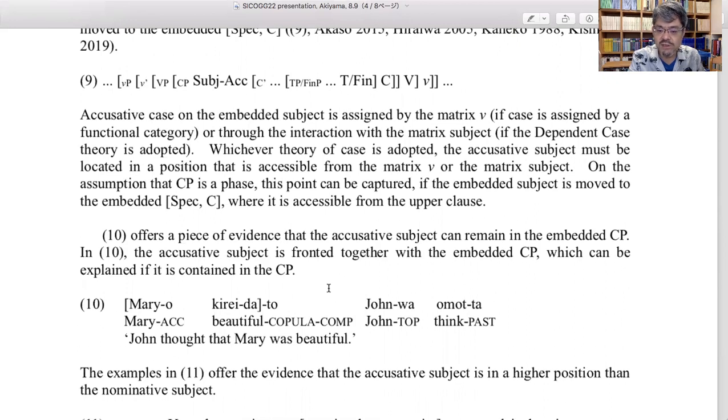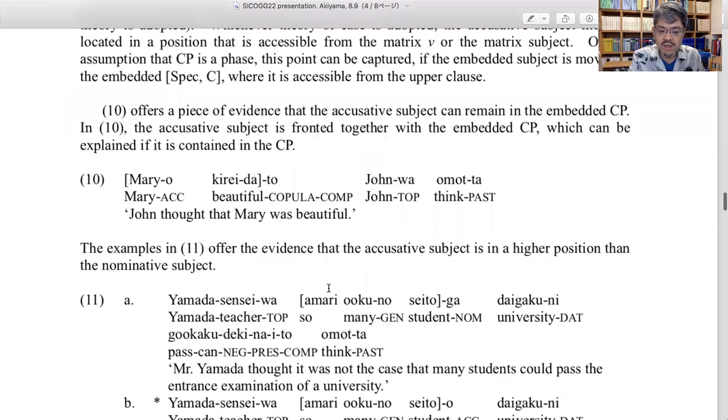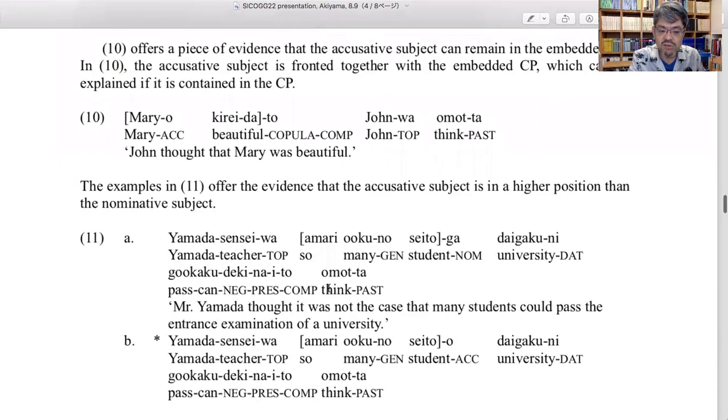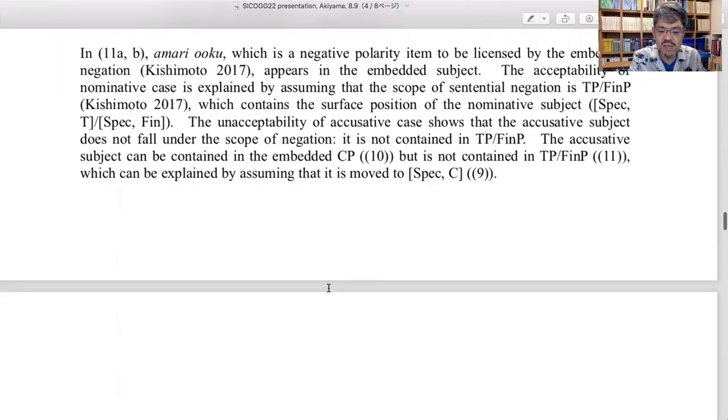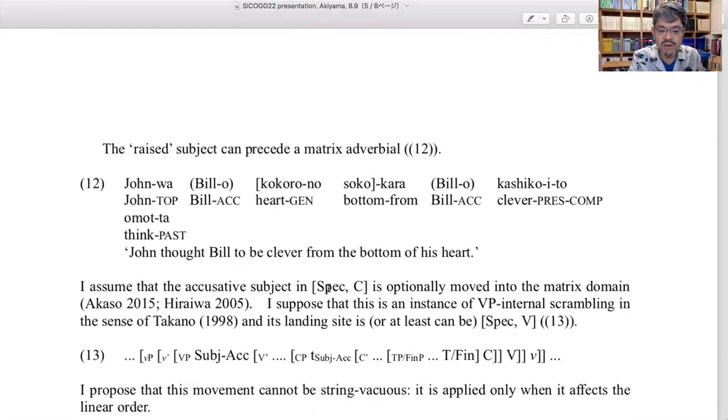Whichever theory of case is adopted, the accusative subject must be located in a position that is accessible from the matrix small v or the matrix subject. On the assumption that CP is a phase, this point can be captured if the embedded subject is moved to the embedded spec C, where it is accessible from the upper clause. I would like to skip the discussions of 10 and 11, and please look at 12.